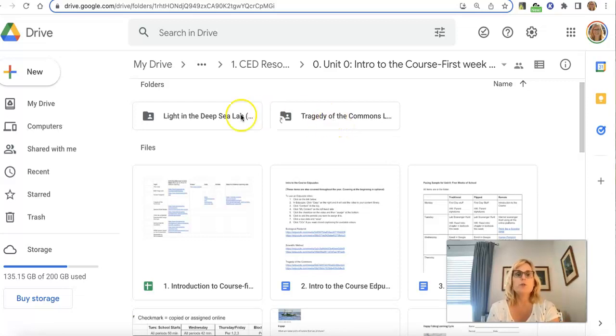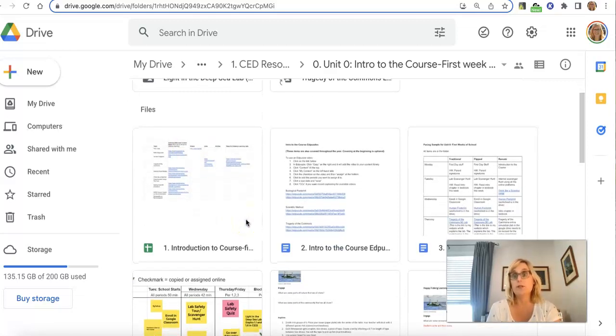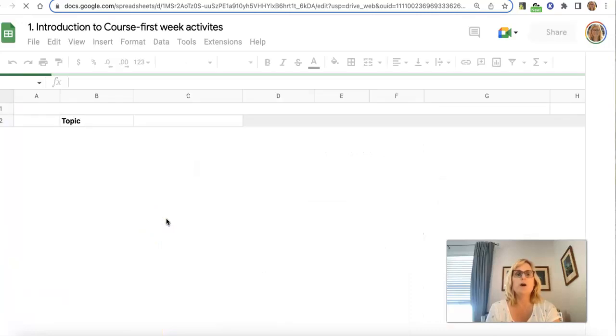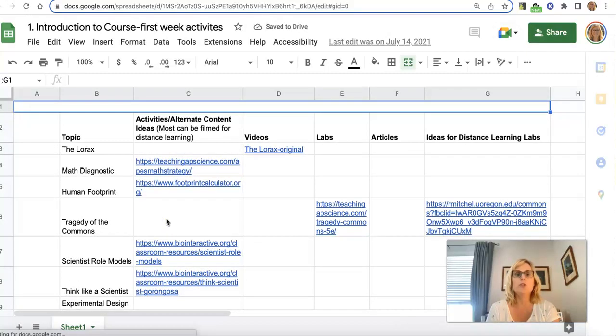I've switched to the Light in the Deep Sea lab, which I do kind of like on day 3 or 4, and it goes with Unit 1 so that we cover it a little bit early, and they like it, they think it's fun, they remember the lab even at the end of the year. So the first item here, the spreadsheet, just has a variety of options of things that you can do. I also do a math diagnostic.